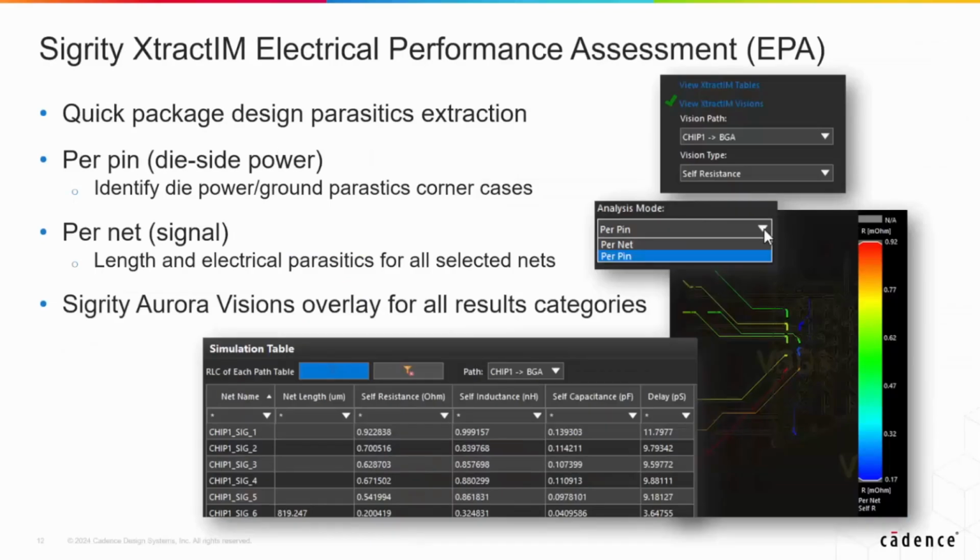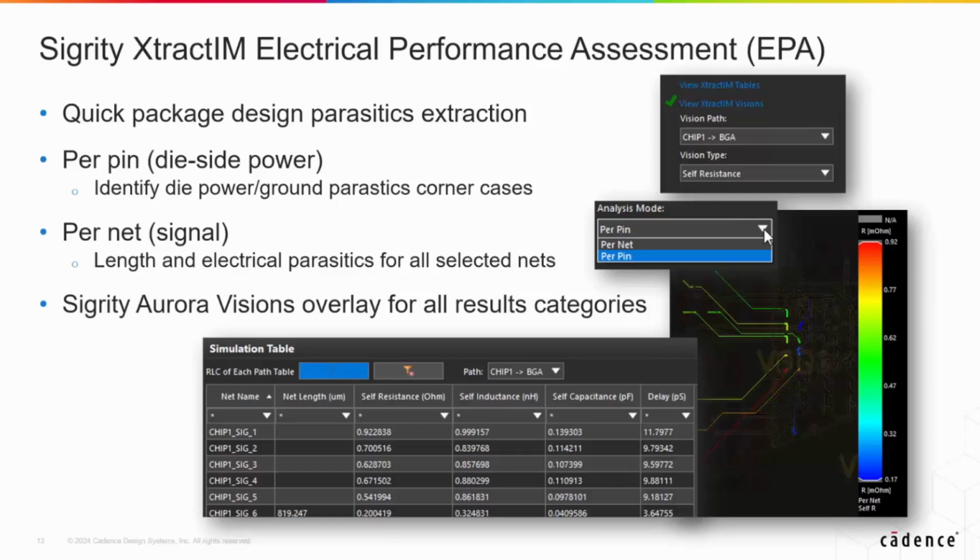The Extract IM workflow brings Sigrity Extract IM Electrical Performance Assessment to the package designer's workspace. Both power and signal net parasitics are reported, providing valuable insight to the designer while also visually highlighting potential design problems that may warrant closer inspection. Lists of nets can be saved for reuse and shared with other workflows, which makes for an efficient closed-loop design implementation process.